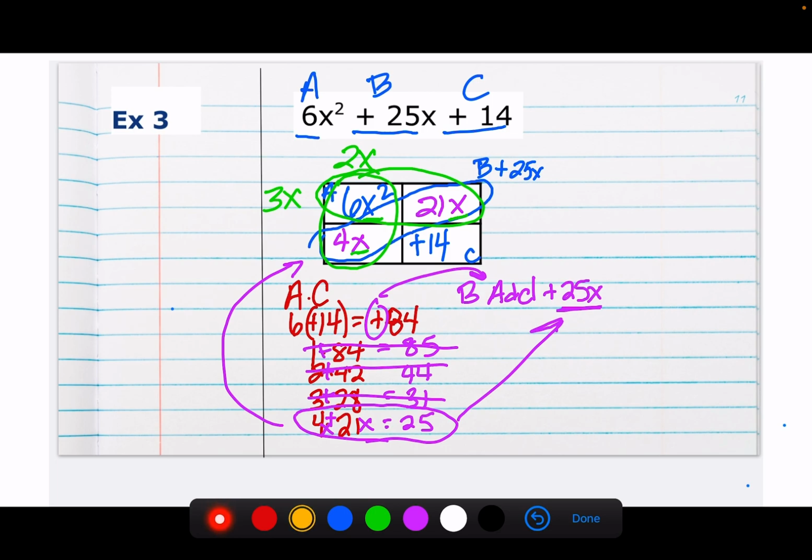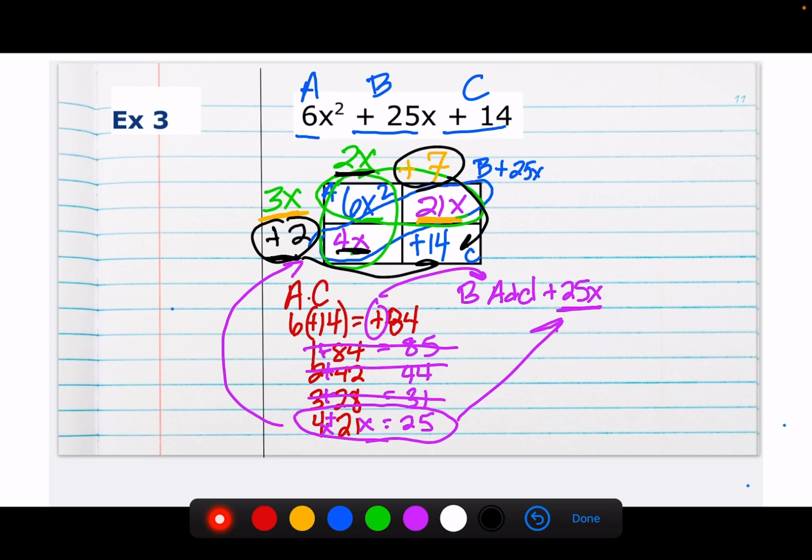Okay. Now I'm going to look at my 21. 3x times what will give me 21x? And we already talked about 3 times 7 being the factors for 21. So that's going to be a plus 7. And then, let's see, we're going to do this one here. So something times 2x gives me this 4x. So that has to be a positive 2. And then we check, does this positive 2 and that 7 give us 14? And that is correct.